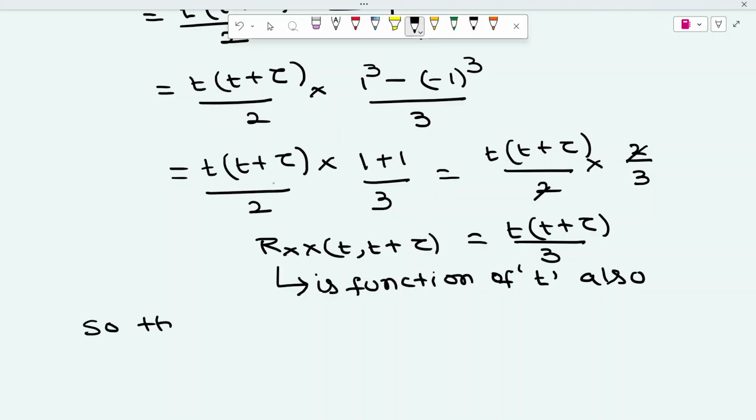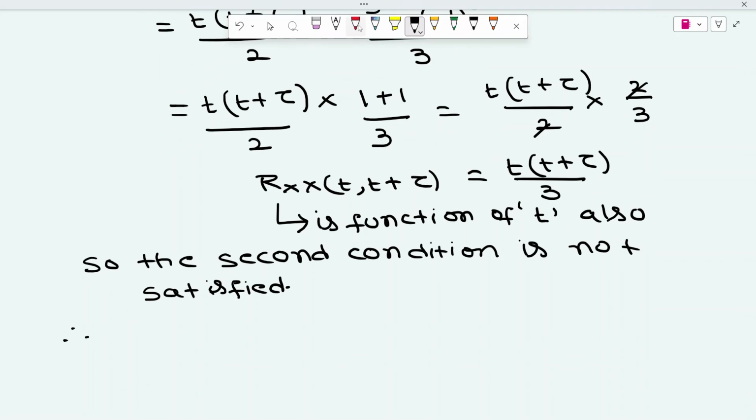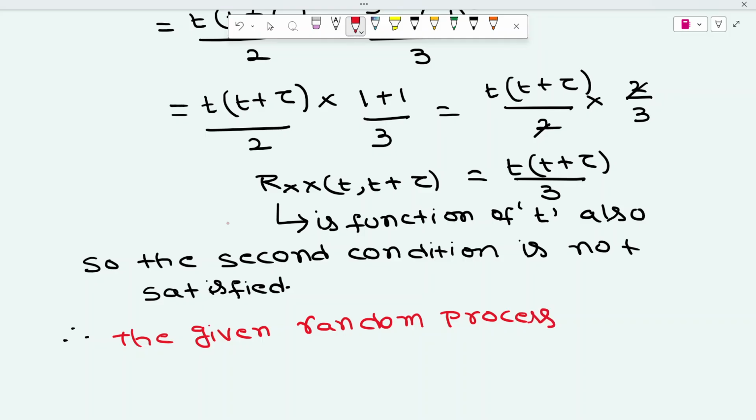So the second condition is not satisfied. The autocorrelation function should be a function of only tau, but here it is a function of t as well. The second condition is not satisfied, therefore the given random process x of t is equal to k into t is not a WSS process.